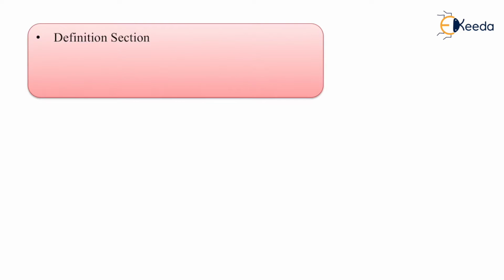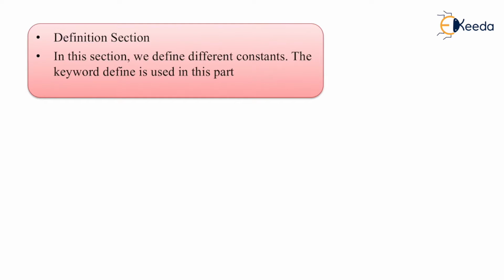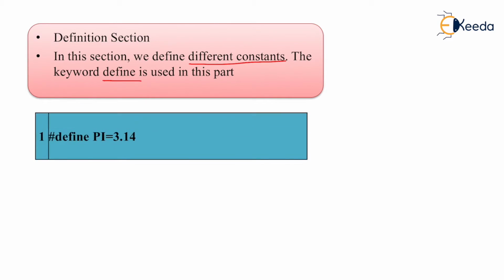Next is the definition section. In the definition section, we define different constants with the keyword define. For example, as you know, pi is a universally defined constant. So to declare it globally, we use #define, which is a preprocessor directive, PI is the name, and we give the value as 3.14.